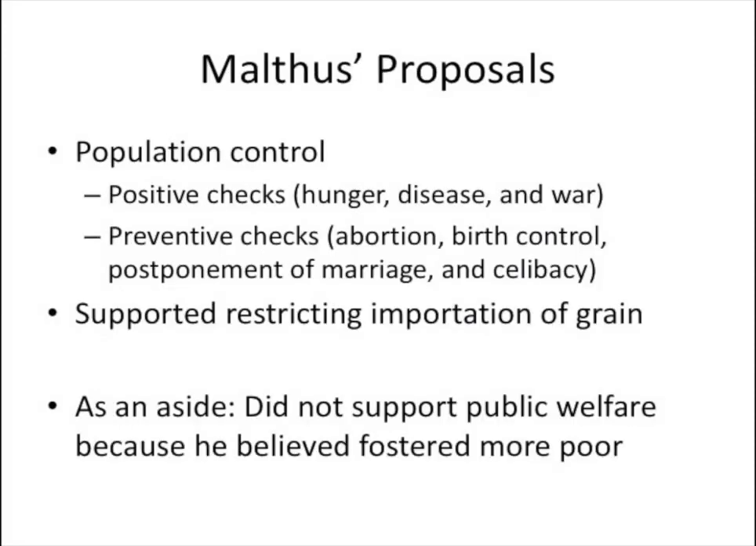Malthus suggested that there would be a number of things that kept population under control. Positive checks, or things that would happen naturally, are hunger, disease, and war. And then there were preventative things that a society could take control of, or support, or encourage, and that would include abortion, birth control, postponement of marriage, and celibacy.